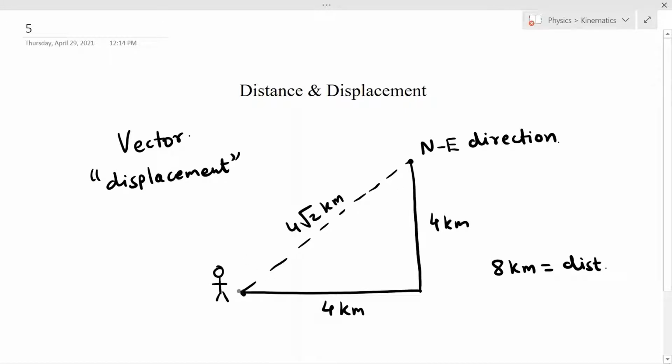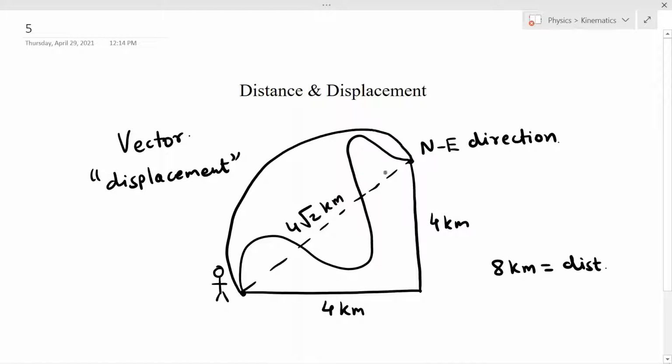Now what if the person has taken a path like this? Even then his displacement would have been the same, that is 4 root 2 kilometers. Even if he takes a path like this, it will be the straight line between these 2 points. So displacement will be the same regardless of whatever path he has taken. Now from here we can infer one thing: distance can be greater than displacement.